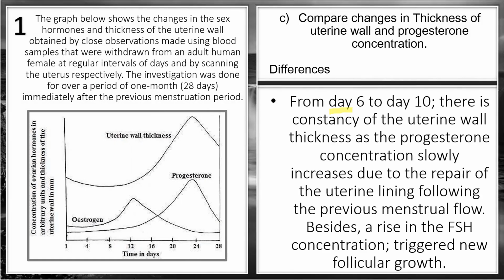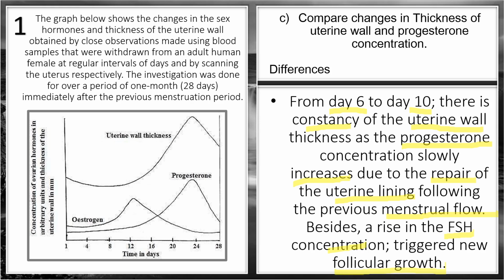Then from day 6 to day 10, there is a constancy of the uterine wall thickness as progesterone concentration slowly increases, due to the repair of the uterine lining following the previous menstrual flow, besides the rise of the follicle-stimulating hormone concentration triggered by the new follicular growth.